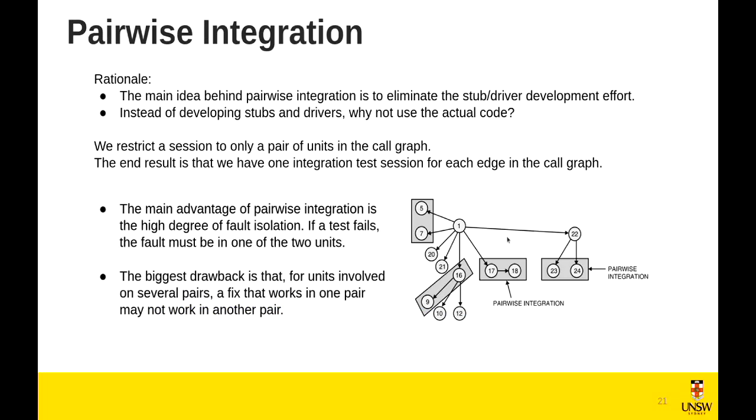Actually, in this graph here, these two pairwise integrations are not considered valid, because these two pairs don't have an edge connecting them. So in this example, these two are not considered valid pairwise integrations. Because we are trying to test the interactions between different nodes, there must be an edge. We are interested in testing the edges of call graphs. So what we want is to cover all the edges of a call graph. That's why these two, this is actually a screenshot from the textbook, are not valid pairwise integrations.